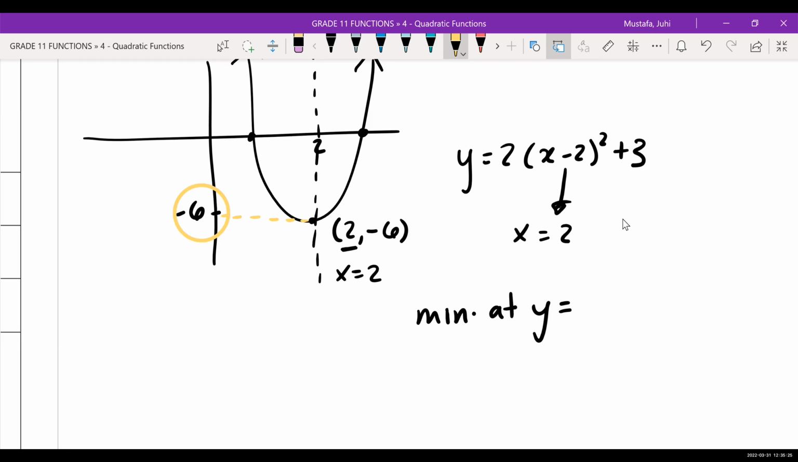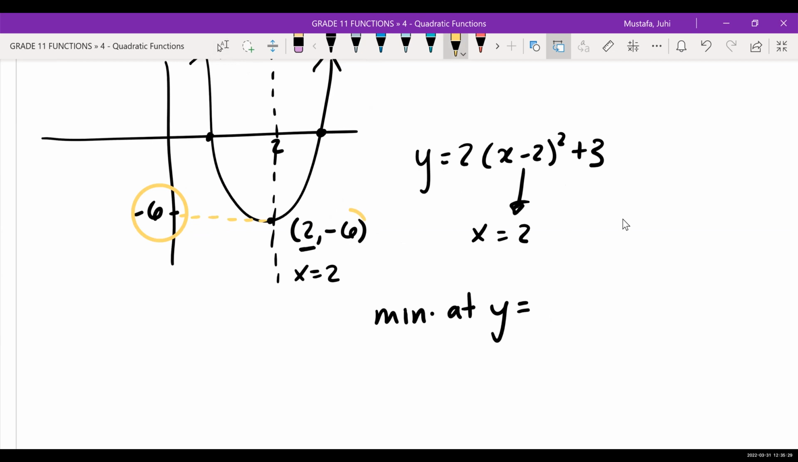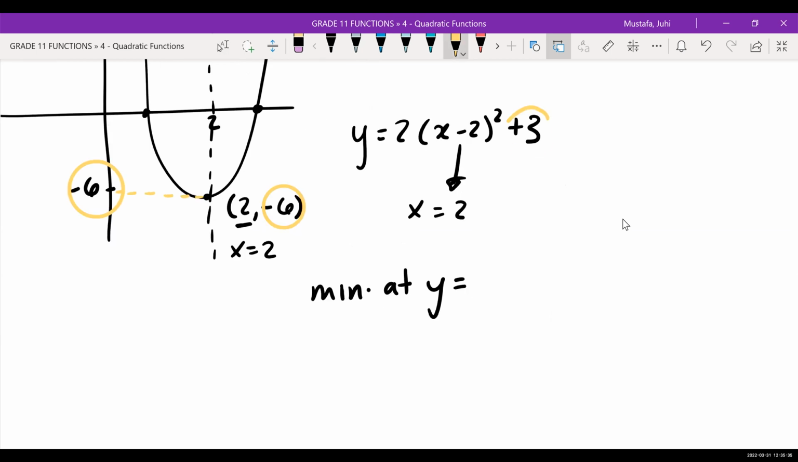So on a graph, you can just read off whatever the y value is. From a vertex, you can figure it out just by looking at the y value of your vertex. And from an equation, you can figure it out just by looking at that number over there. So 3 different ways. From a graph, just read off the y value. From the vertex, it's your y. And from an equation, it's just that last number.